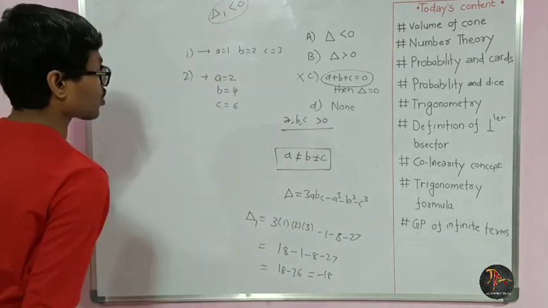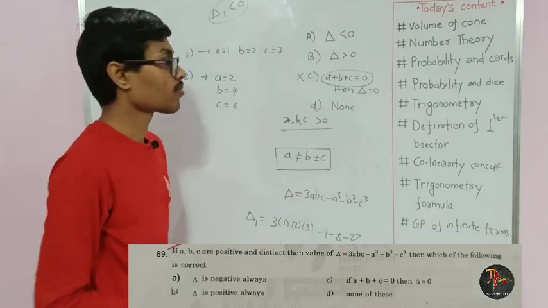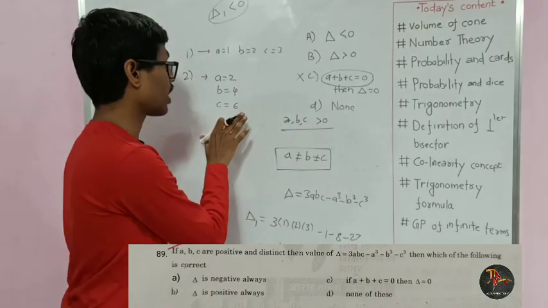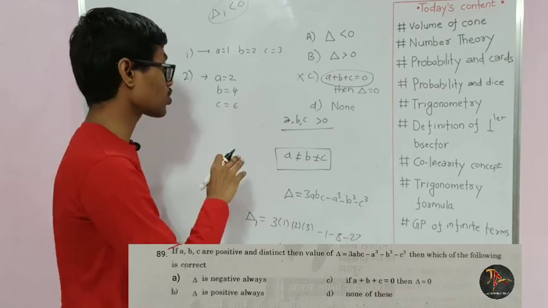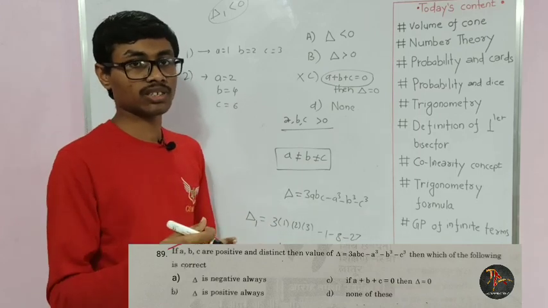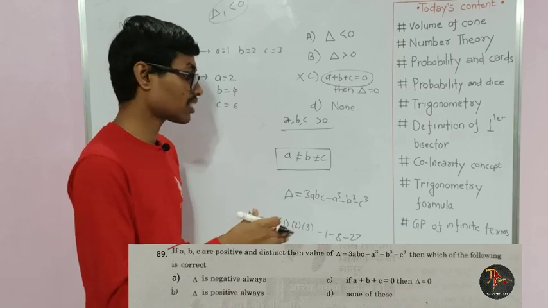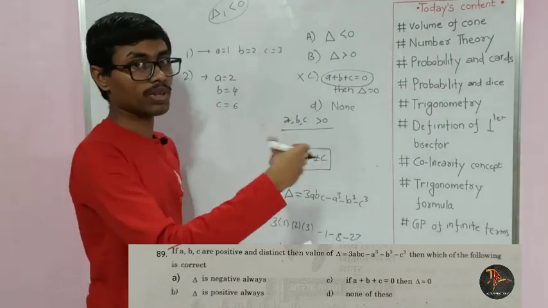If I take another set of values, any set of values you can take, but by shortcut, if we have to save our time in the examination, we have to apply shortcuts rather than proving this value to be negative.